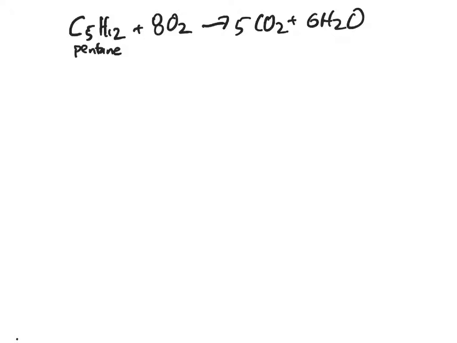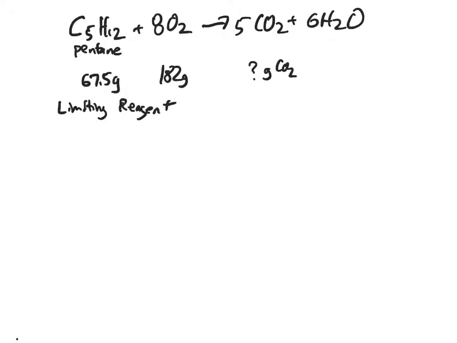So let's say we have 67.5 grams of pentane and we have 182 grams of molecular oxygen. Let's calculate the grams of CO2 that are produced. This is a limiting reagent problem, in that we're given the masses of two reactants, and we don't know if we have the exact amount of each to stoichiometrically react, to exactly react with each other.